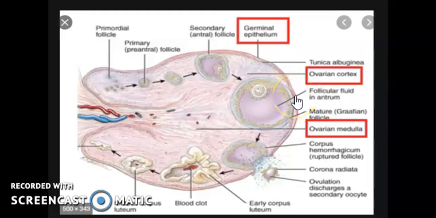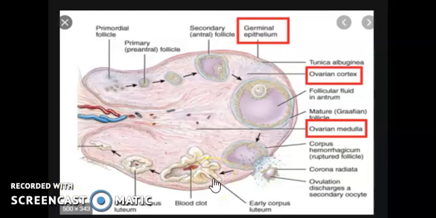Now, with the development of the Graafian follicle, more follicular cells are added. As this process of maturation of follicles takes place, they begin to move towards the surface of the ovary. The Graafian follicle presses against the thin wall of the ovary, giving it a blister-like appearance. The egg is released from the Graafian follicle, and this process is called ovulation.